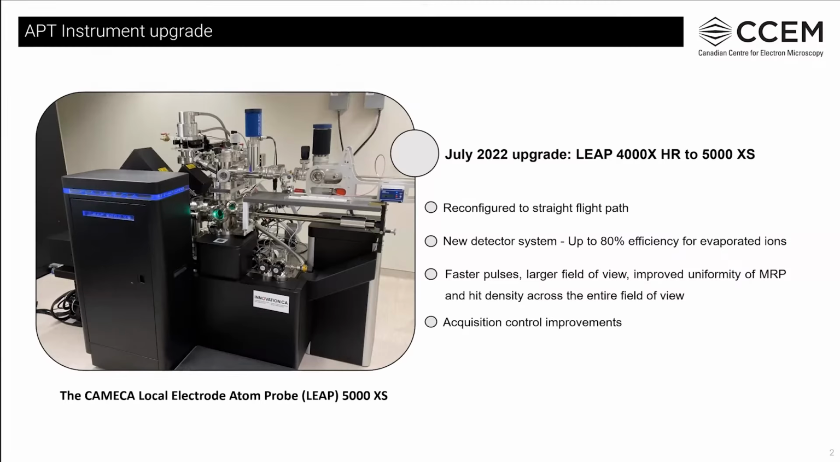In the summer of last year, we upgraded our atom probe from the Cameca LEAP 4000XHR, which was a reflectron fitted tool, to the 5000XS, which is a straight flight path. So our current tool has a new detector with an improved design that allows a detection efficiency as high as 80%. It also allows faster pulsing, a larger field of view, and overall better uniformity across the entire field of view in terms of the hit density and mass resolving power.